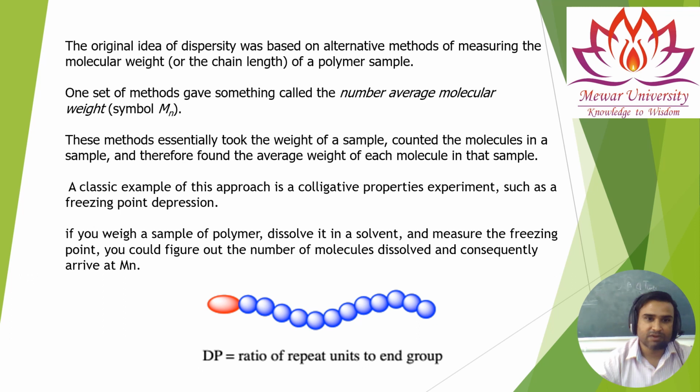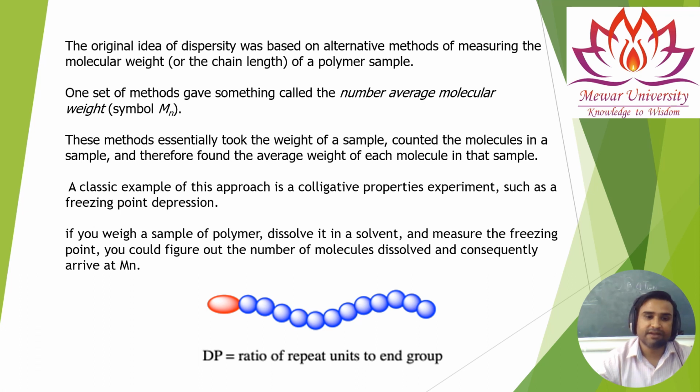A classic example of this approach is a colligative properties experiment, such as freezing point depression. If you weigh a sample of a polymer, dissolve it in a solvent and measure the freezing point, you can figure out the number of molecules dissolved and consequently arrive at Mn. You can see how many molecules are dissolved in the presence of the solvent. So this average molecular weight is called Mn.